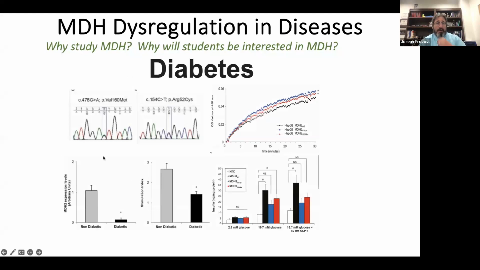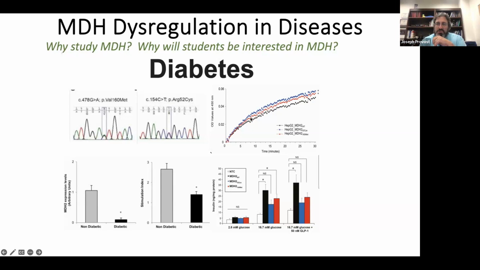And then of course, diabetes. In a couple of diabetic patients, they found two different allele changes, a G to an A and a C to a T in different spots. In each case, if you look at the expression of MDH2 in the diabetic cells in these patients, the expression was lower and the activity was lower. But what's interesting is the stimulation in the diabetic patients, when you add in insulin or glucagon and glucagon-like peptide, you see a diminished increase in the stimulation of MDH protein.